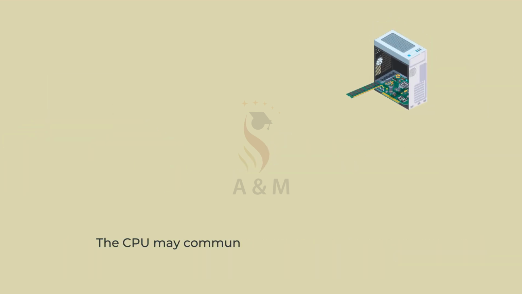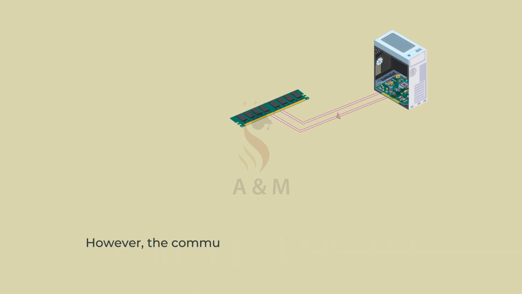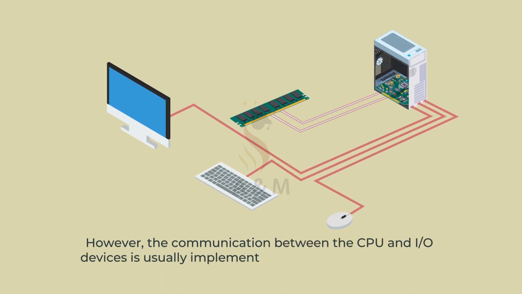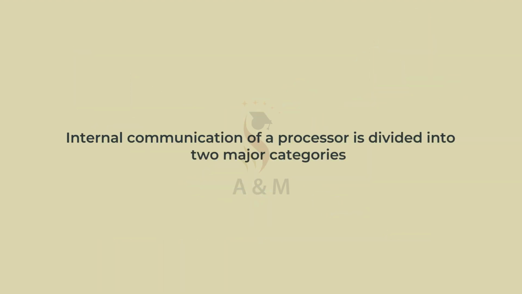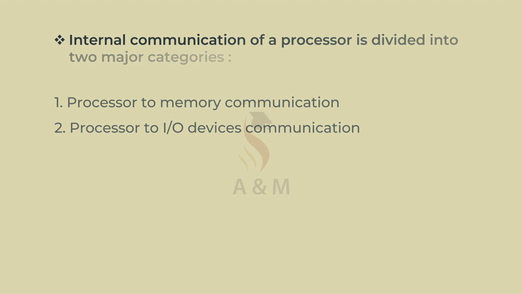The CPU may communicate with the memory either directly or through the cache memory. However, the communication between the CPU and the I/O devices is usually implemented with the help of an interface. Therefore, the internal communication of a processor in the computer can be divided into two major categories. First, processor to memory communication. Second, processor to I/O devices communication.